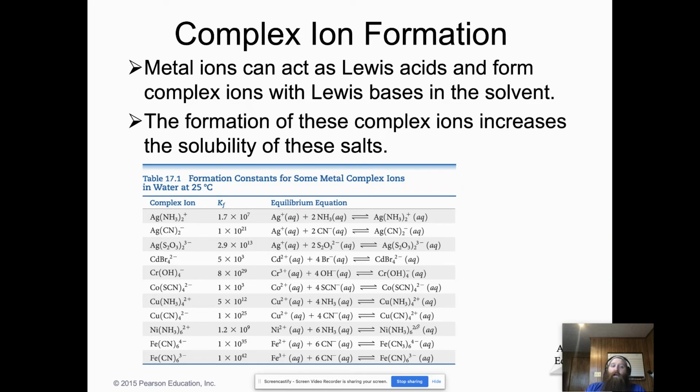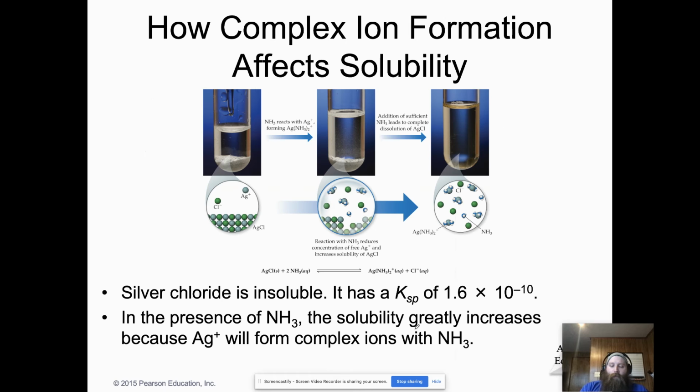Let's look at complex ions. So metal ions, and we talked about this a little bit before in the acid-base unit. Metal ions can act as Lewis acids, and they'll form complex ions with the solvent that can basically become a solubility booster. So when you see your complex ions together, this is what we're looking at.